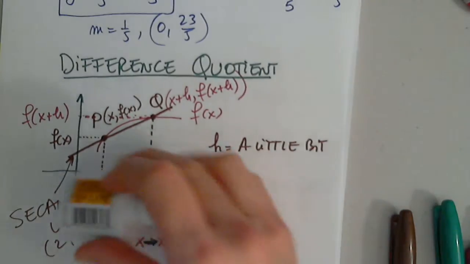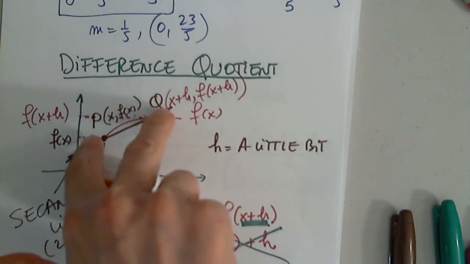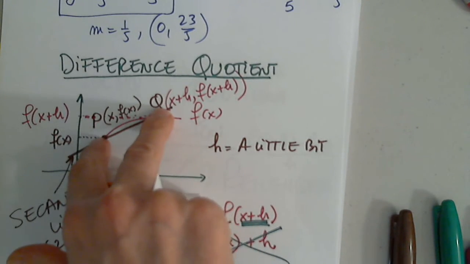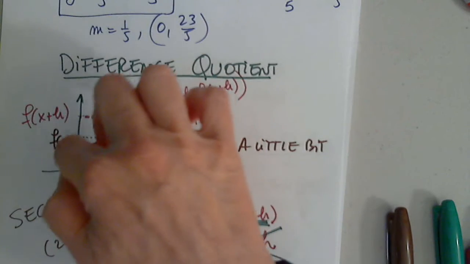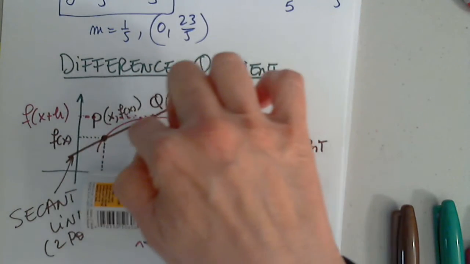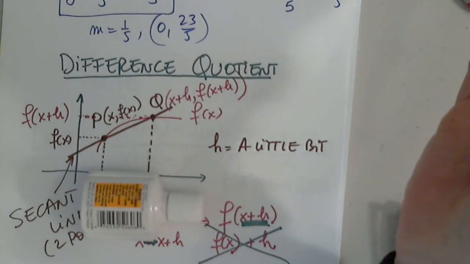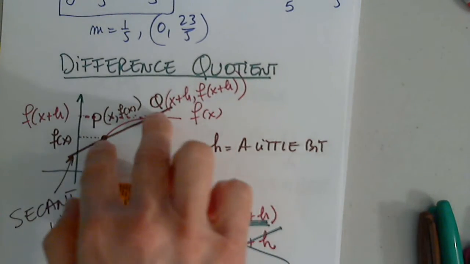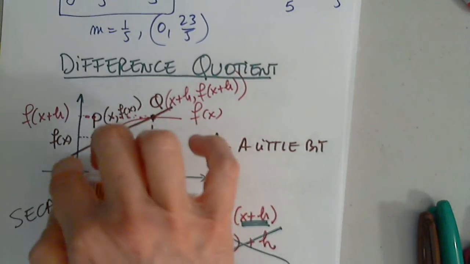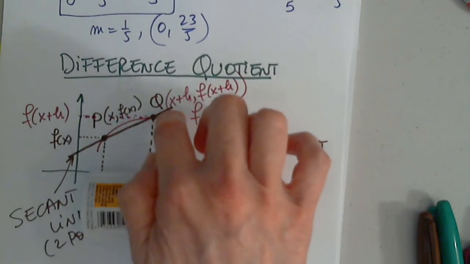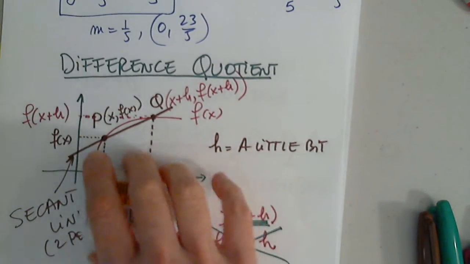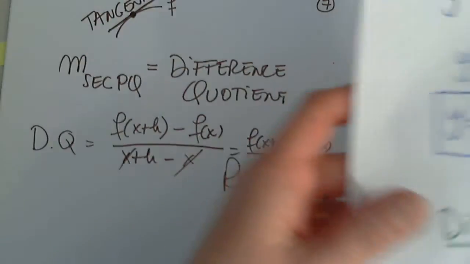So let's suppose that these two are 2 points not close to each other. There is a distance between them. So what does the slope of this line represent? It's called the average rate of change. So this will be the average rate of change. The slope of this line will be the average rate of change between P and Q. I'll come back to the difference quotient.